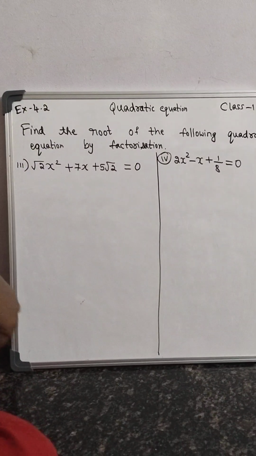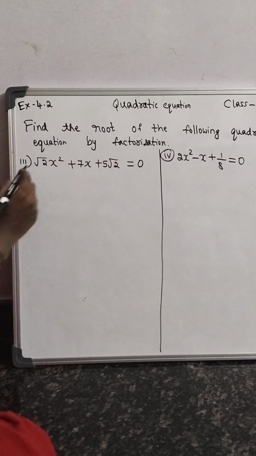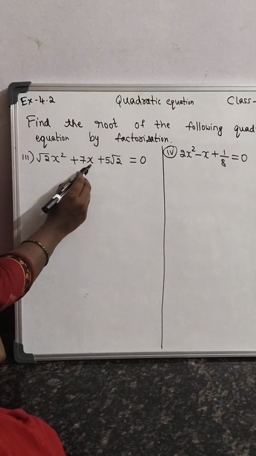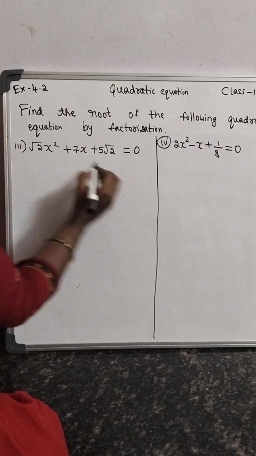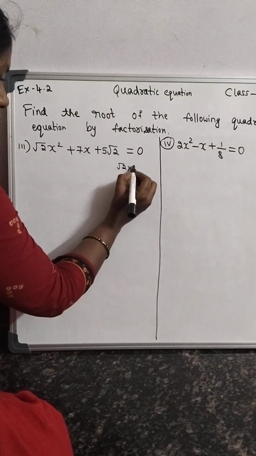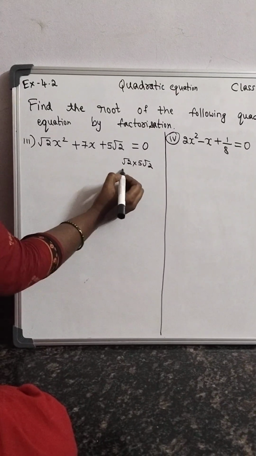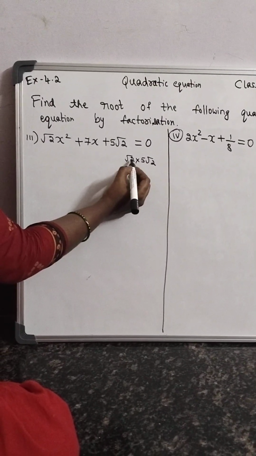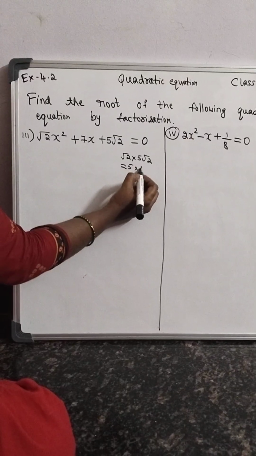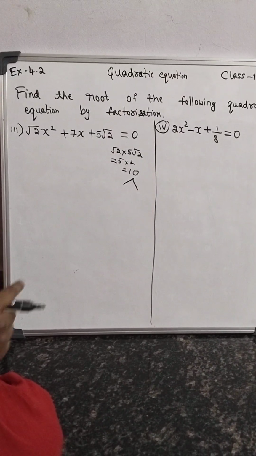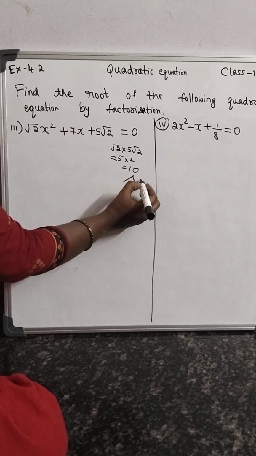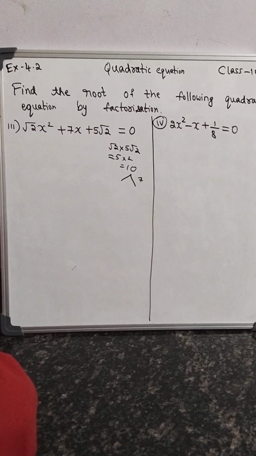The third question is square root of 2 x square plus 7x plus 5 root 2 is equal to 0. Now we have to multiply root 2 into 5 root 2, which is equal to 5. Root 2 into root 2 will be 2. So we got 10. 10 we should split as 2 factors, and when we add or subtract, we have to get 7.